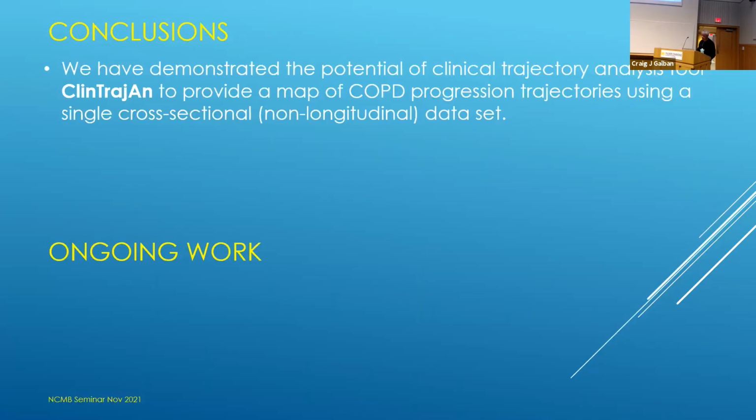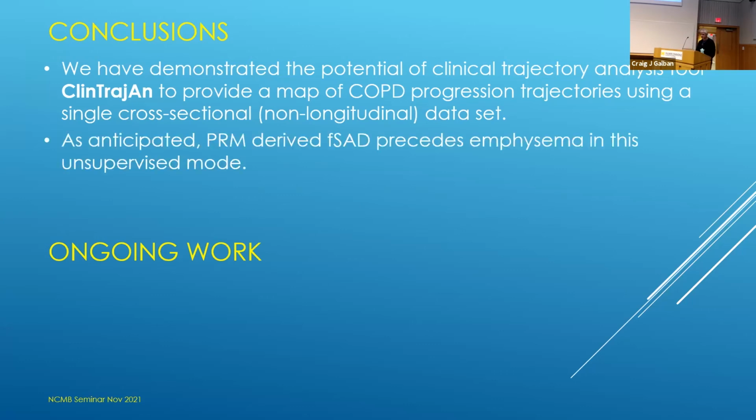So in conclusion, we have demonstrated the potential of clinical trajectory analysis, or ClinTrajAn, to provide a map of COPD progression trajectories using a single cross-sectional data set. It was quite a large data set, but it was a cross-sectional data set. We anticipated some of the results, that FSAD would precede emphysema, and that is exactly what this unsupervised, or semi-supervised, method showed.